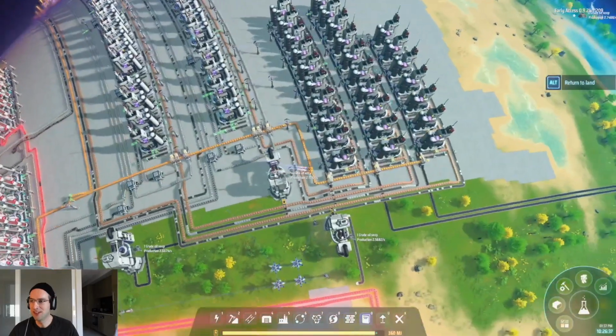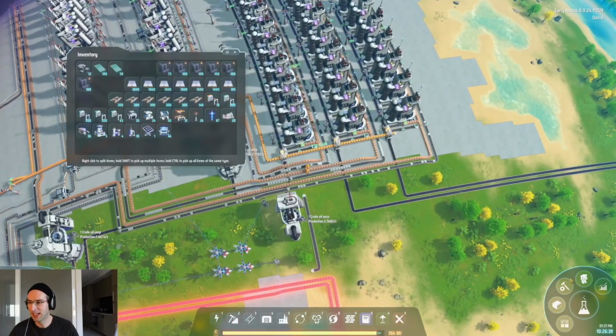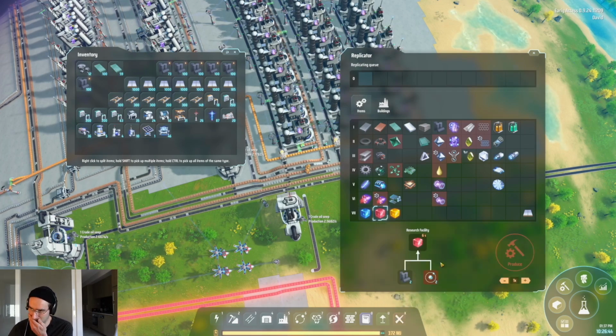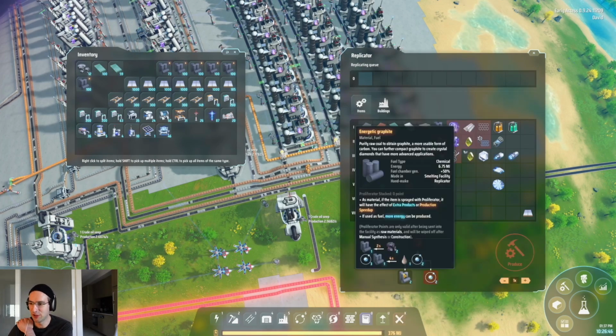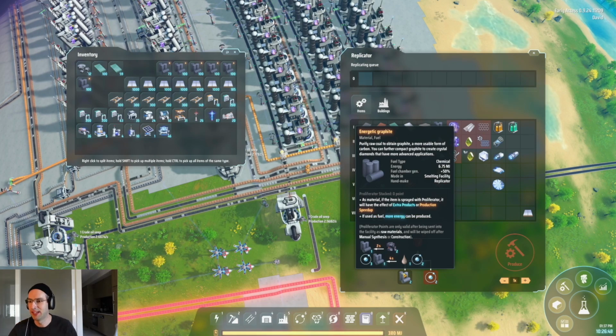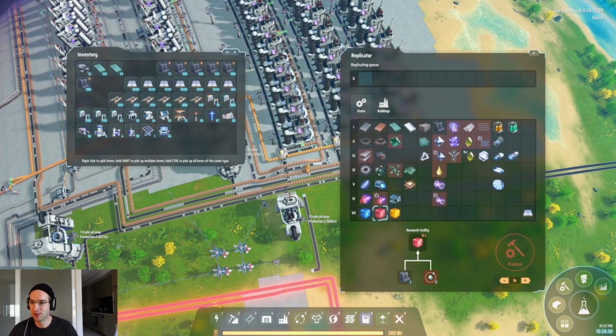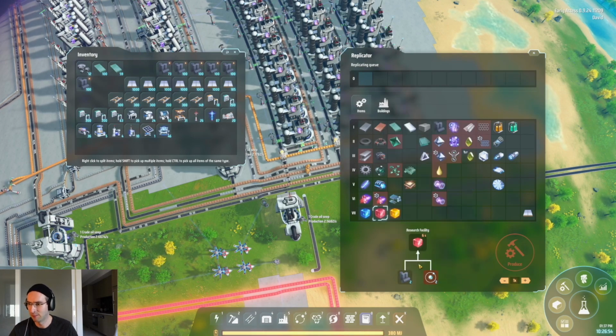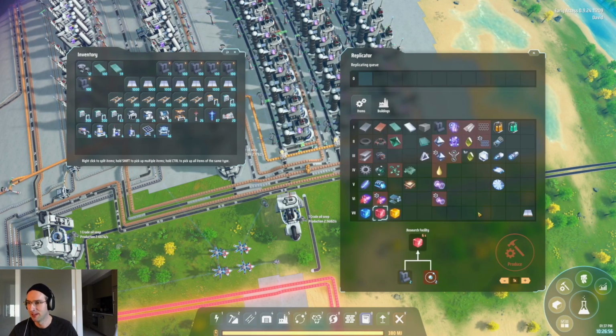So the first stage, if we look at what it takes to make these energy matrices, right? It takes 2 hydrogen and 2 energetic graphene, right? So to be able to produce 12 per second, which was our target, we need to produce 24 per second of each of these, right? Because it's a 2-for-1 relationship.